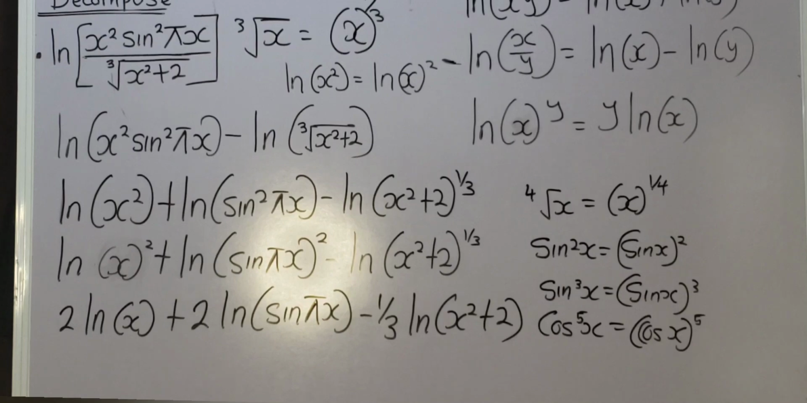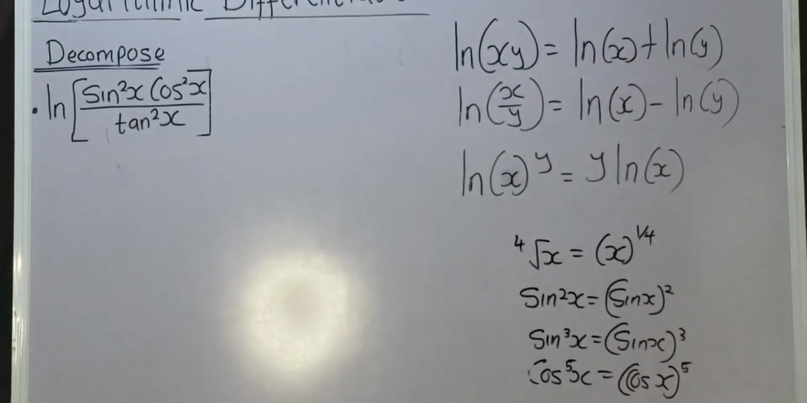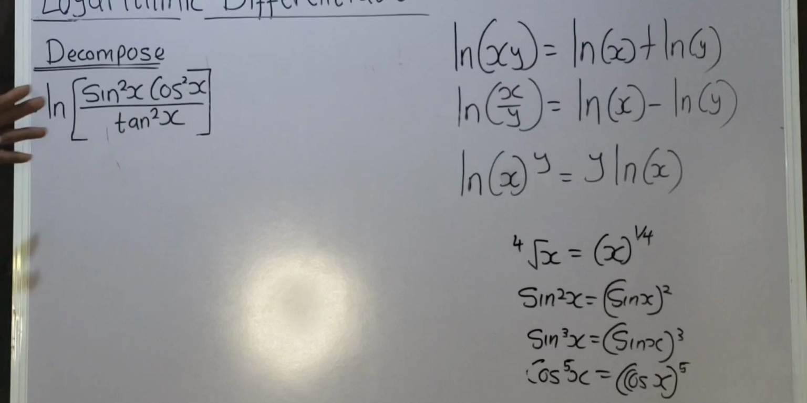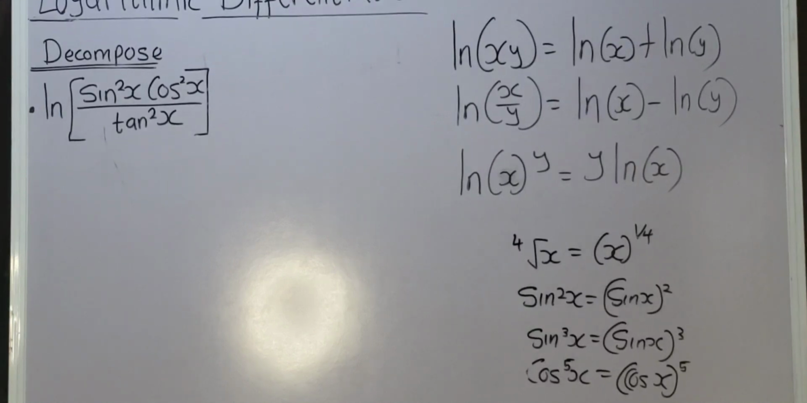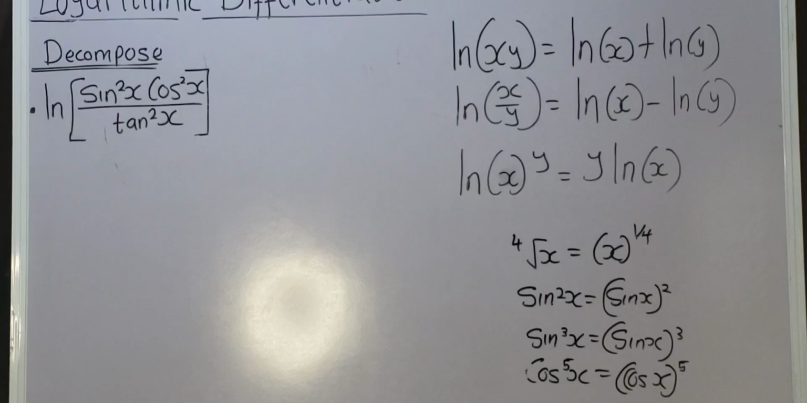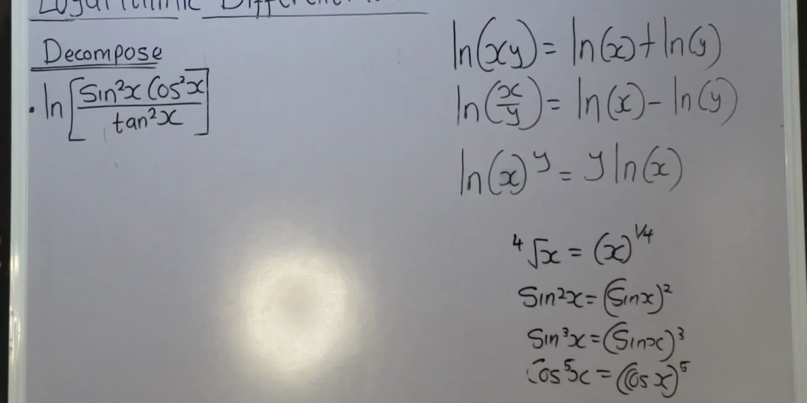So let's have another worked example. Okay, let's proceed to question number 3. We are to decompose ln of (sine square x cos square x) all over tan square x. We proceed as, okay, let's try this. Now I want you to try this. Pause this video, then when you are done, play the video to check your answer. Maybe you are correct.